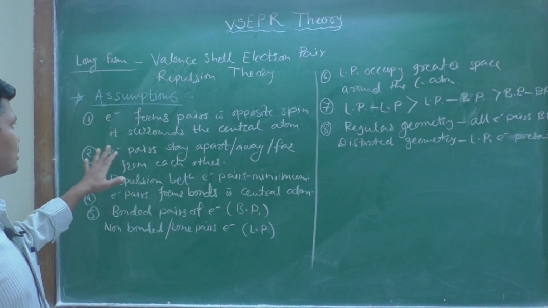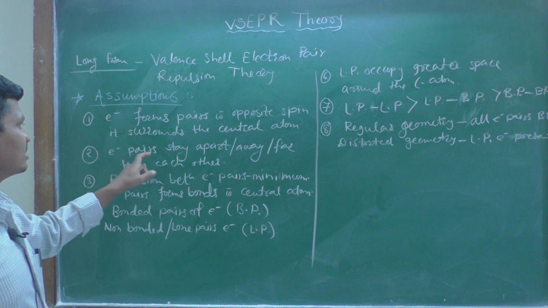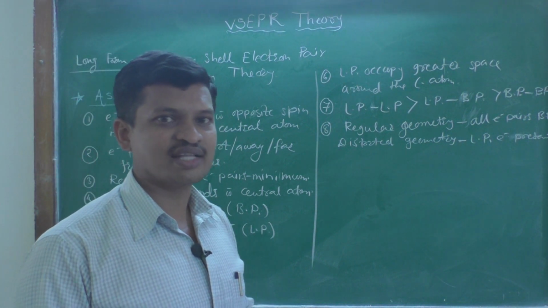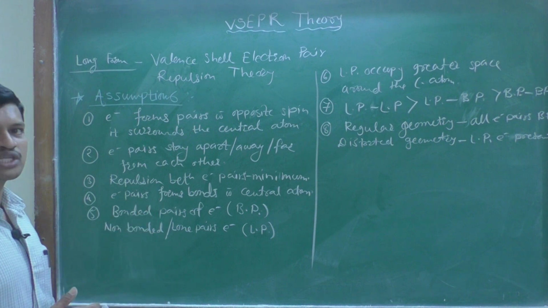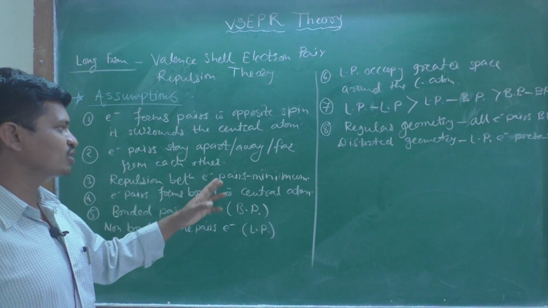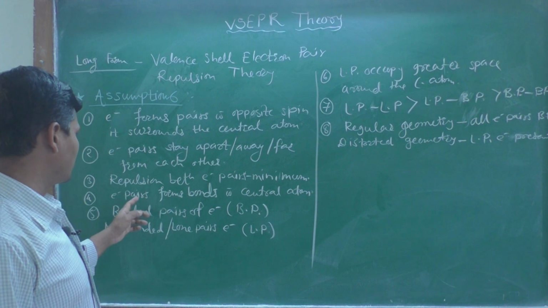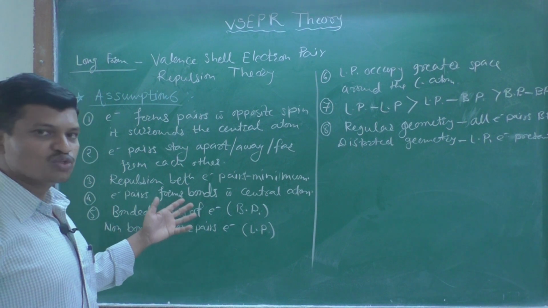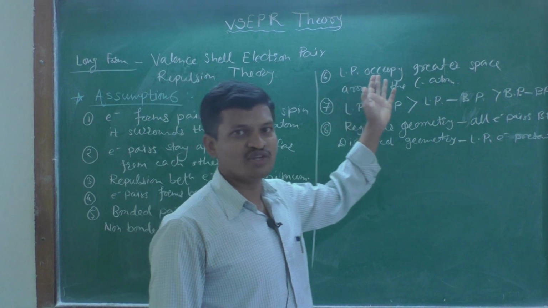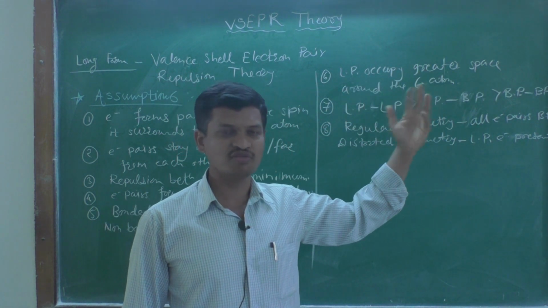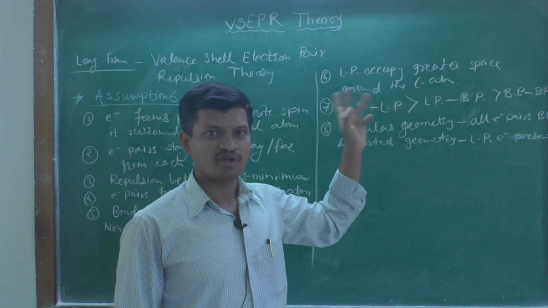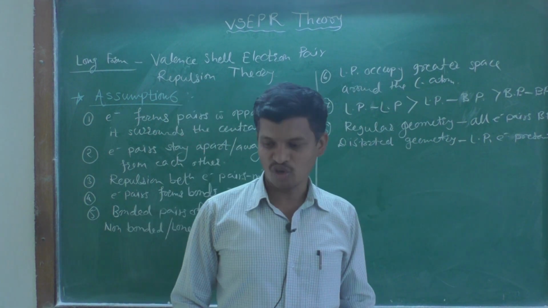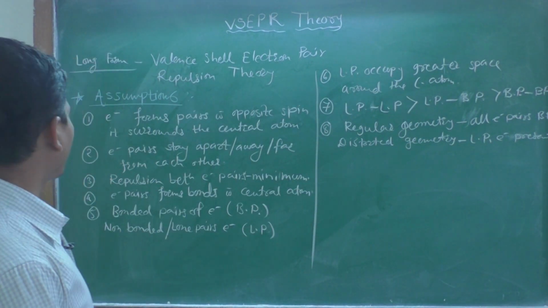Electrons forming pairs around the central atom with opposite spin stay as far away from each other as possible to minimize the electrostatic repulsion between them. Then the third one is that repulsion between electron pairs will be minimum, then electron pairs form bonds with the central atom. Then two types of electron pairs, one requiring greater space and one requiring lesser space. Then the relative repulsion between the LPs and BPs, and the last one is about the geometry. So these were the assumptions.